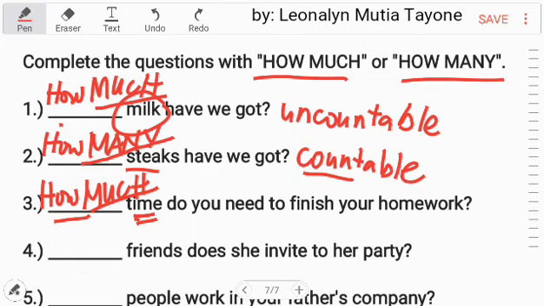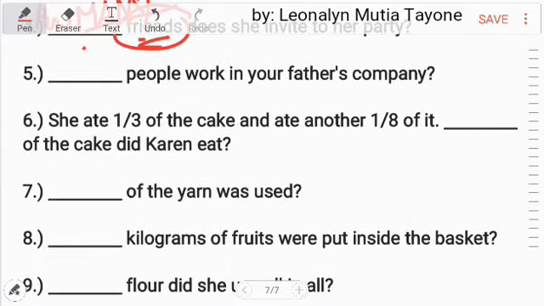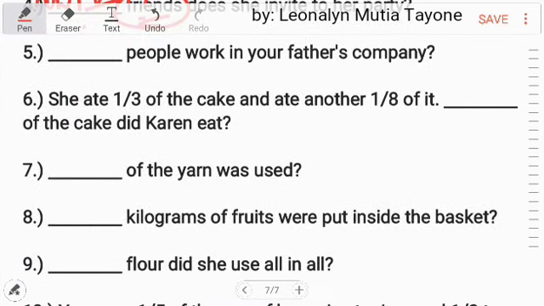Question number 4. Blank friends does she invite to her party? Is it how much or how many? Friends, countable. So this is how many. Question number 5. Blank people work in your father's company. People is countable. So, how many?